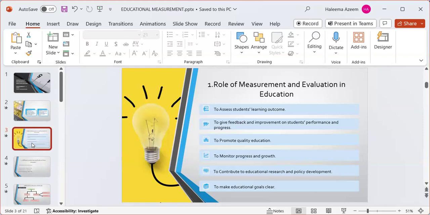Fourth, to monitor progress and growth. Measurement and evaluation allow for ongoing monitoring of student progress and growth over time, and this leads educators to track individual student development and ensure that all students are making satisfactory progress. Fifth, to contribute to educational research and policy development. And last, to make education goals clear. In conclusion, measurement and evaluation are essential components of education as they provide information about student learning progress. I will call upon my friend to continue the presentation. Thank you.